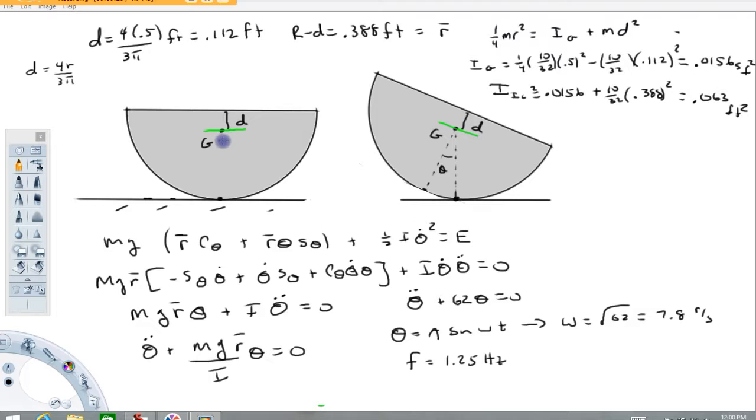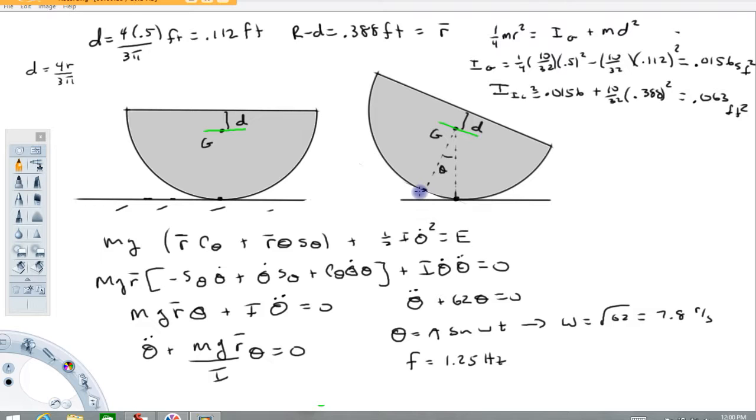This distance here, which I've called r bar for the rest of the problem, is probably going to be important. I calculated that at 0.388 feet. The moment of inertia of this system about the instantaneous center is going to be important. For the kinetic energy term, I'm just going to approximate it as rotating about this point. And therefore what we need is the moment of inertia of this object about this axis.